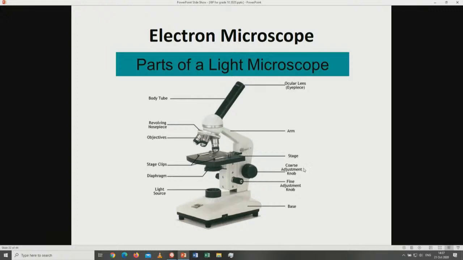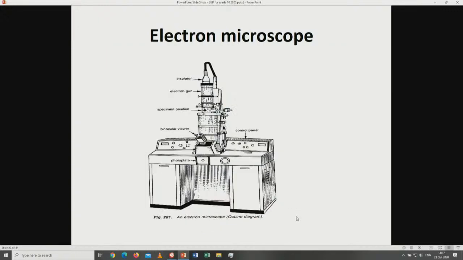Now we have the coarse adjustment knob, which we use to move the stage up and down in order to bring the specimen into focus so that it can be viewed very clearly. We also have the fine adjustment knob. The fine adjustment knob slightly moves the stage so that the specimen can be focused and the image can be clearly viewed. And we have the base of the microscope.